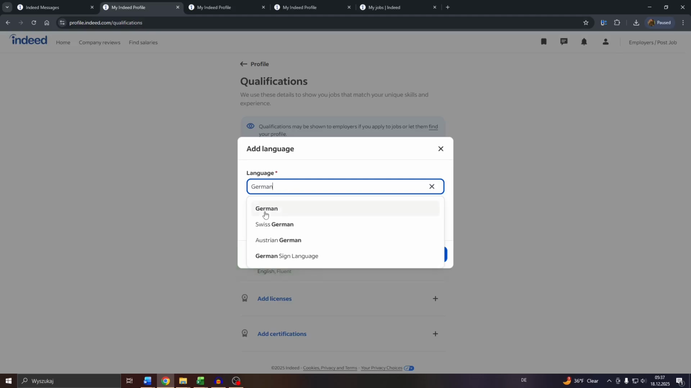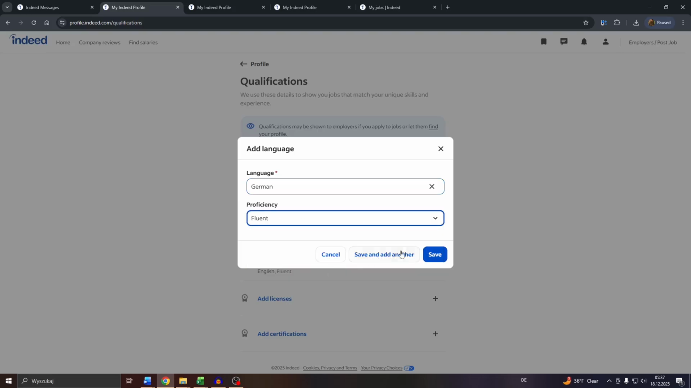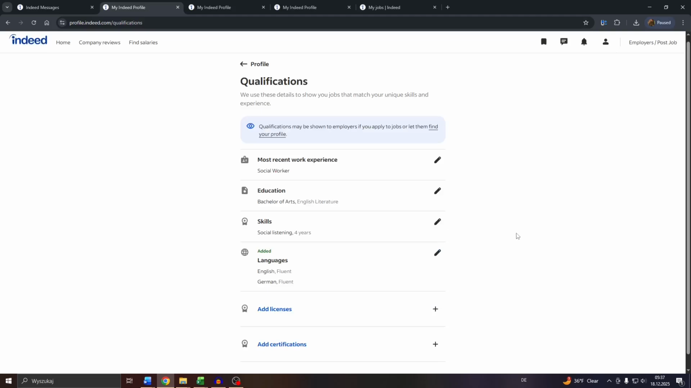Alemano or German, and you can also go with different variations of the given language they speak, for example, in different countries like Germany, Switzerland, Austria, and even sign language. So go with one of these here, fluent, and save, and so on and so forth.